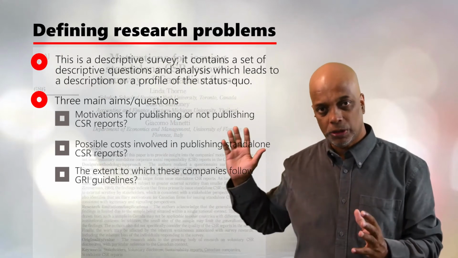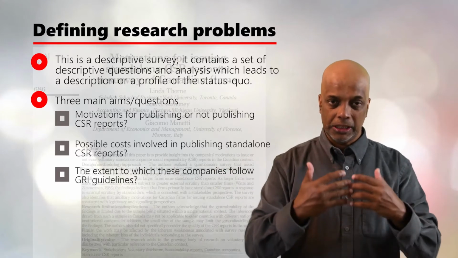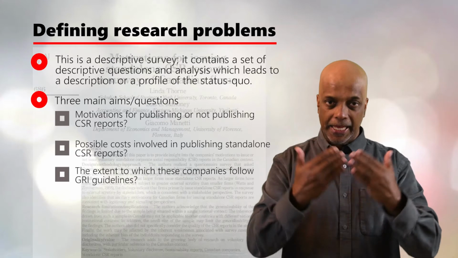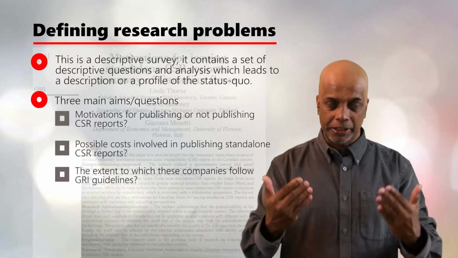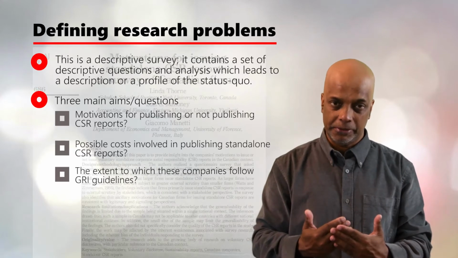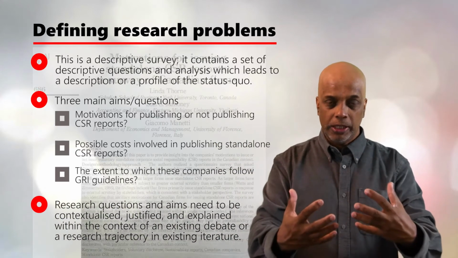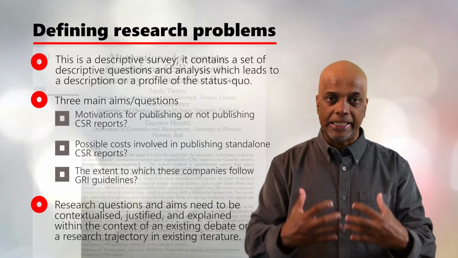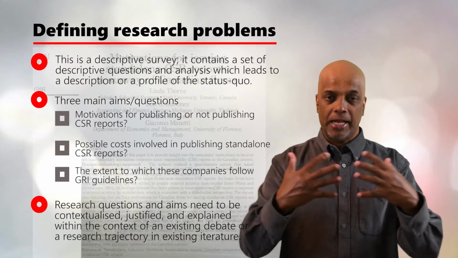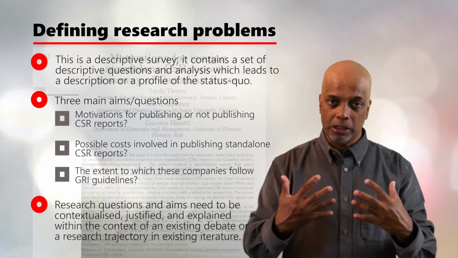So please go through this paper and see how these authors contextualize their research questions and aims, how they explain their research questions and aims, and how they justify their research questions and aims. And especially go through the paper and see how they draw upon the existing literature in order to contextualize and justify their research aims and questions. So that's a very important key point.